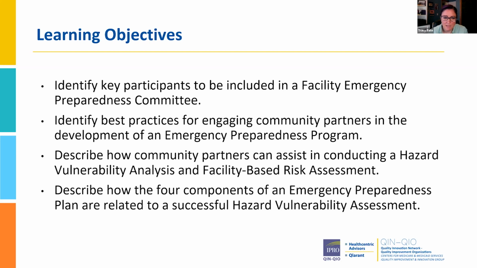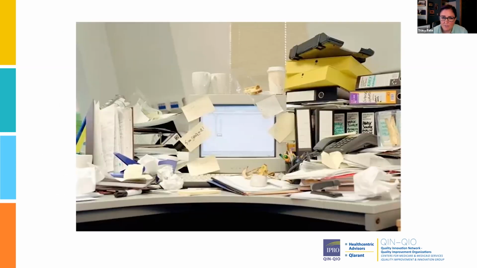And then we're going to talk about the four components of your emergency preparedness program, how you, not so much your plan, but your program, everything is related to this one key valuable tool, which is your hazard vulnerability assessment. And we're going to do a demo so that you can see how that works, take a little bit of the mystery out of that, and I'll answer any questions when we're done on how to do that.